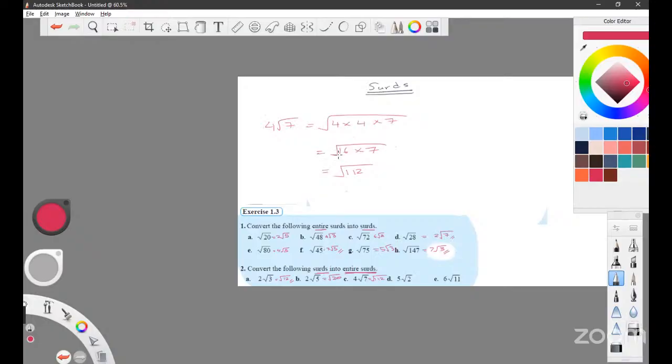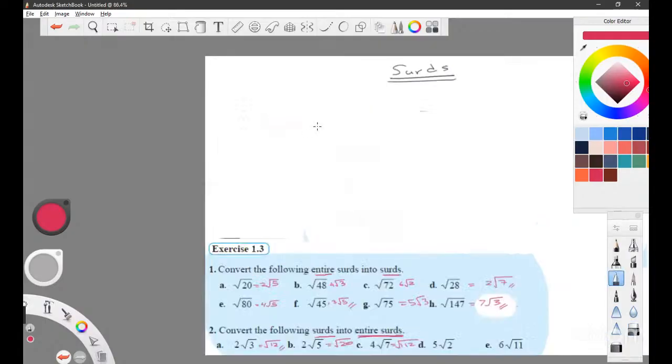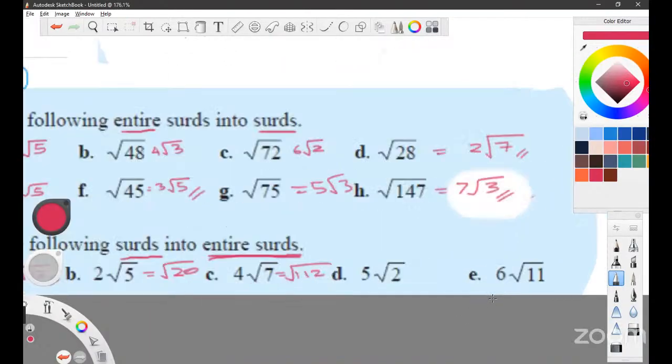Then the last two questions. 5 square root 2. That means 5 times 5 is 25, times 2. That is 50, right? Square root 50.